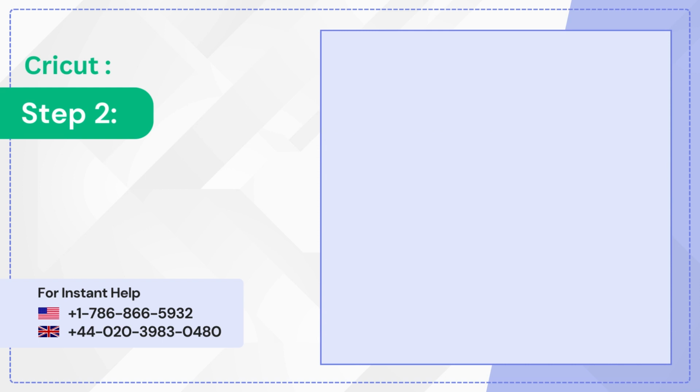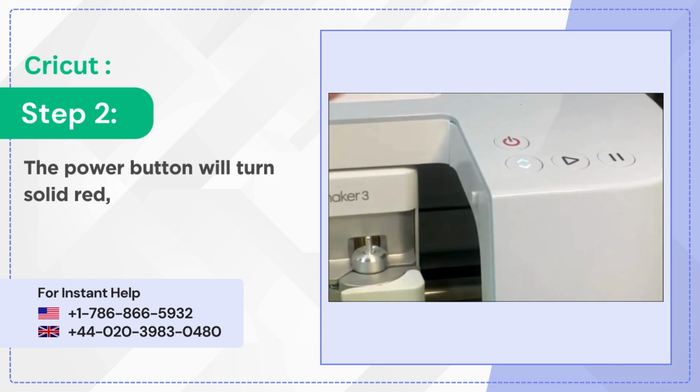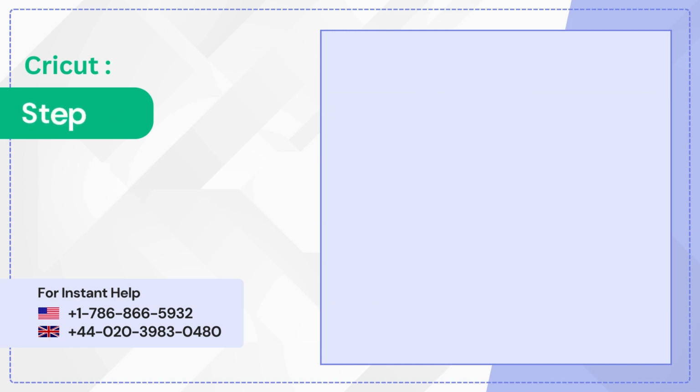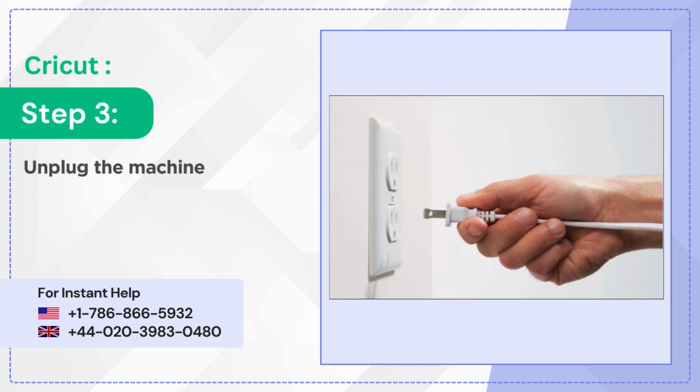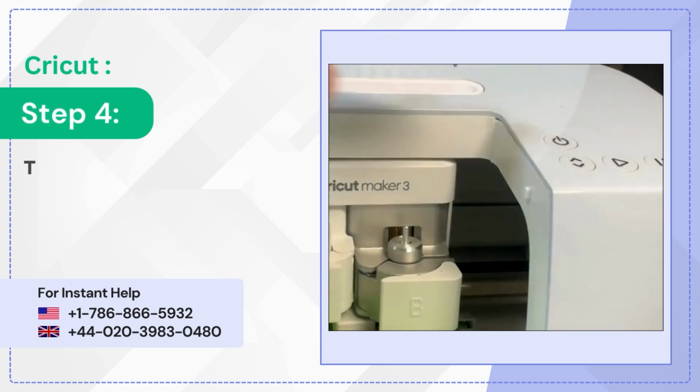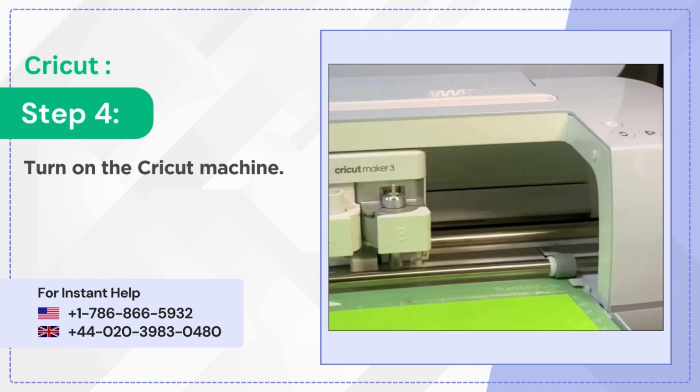Step 2. The power button will turn solid red and the arrow button will turn solid white. Step 3. Unplug the machine from the power source, then plug it back in after 2 seconds. Step 4. Turn on the Cricut machine.